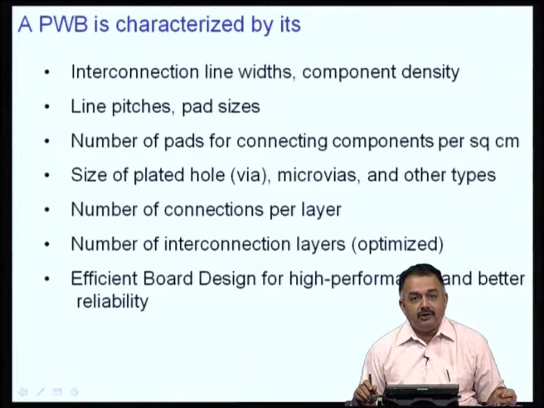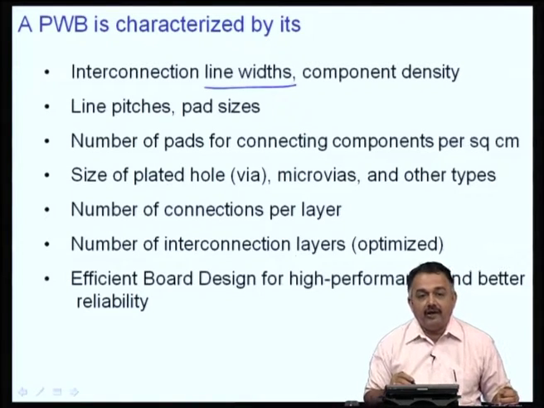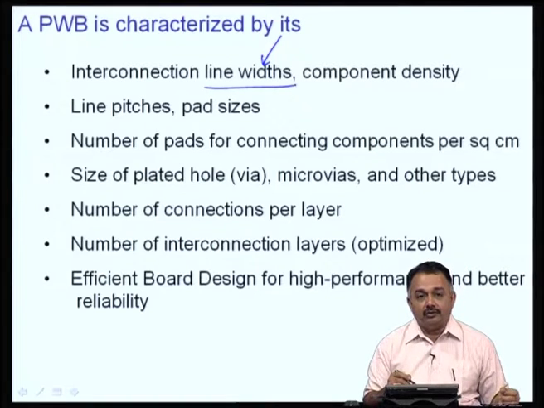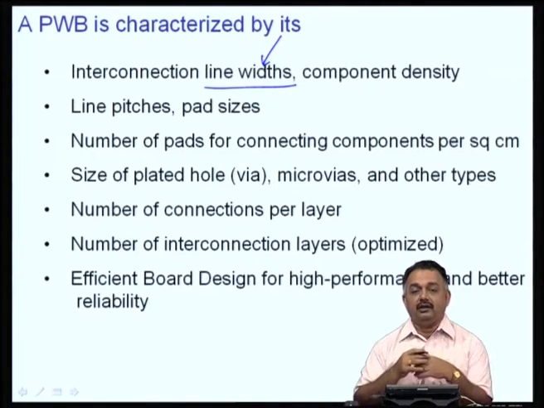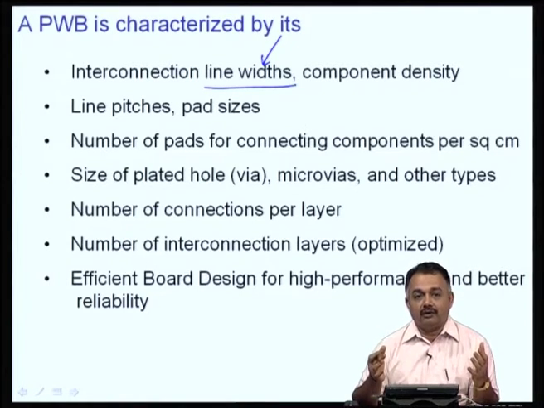So, a PWB should be characterized by interconnection line widths. Just as we are worried about line widths in semiconductor technology, here also we are worried about how much low line widths we can go to, so that you can make it a very high density using very small space. We do not want bulky printed wiring boards to house your products, and that is one of the reasons our components, the products are shrinking today. If your printed circuit board is going to be huge, then you have to build a mechanical enclosure to suit the size of the printed wiring board.